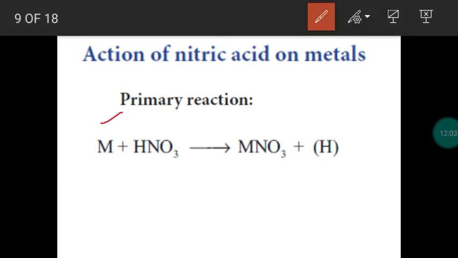So what does M represent? Metal, any one metal like copper or magnesium or calcium. Consider any one metal. So what is the first step? When the metal reacts with nitric acid, it produces a salt with the liberation of nascent hydrogen. It's called atomic hydrogen. A single atom will be there. So this first step is called what? The primary reaction. So production of nascent hydrogen by nitric acid with metal is called the primary reaction.